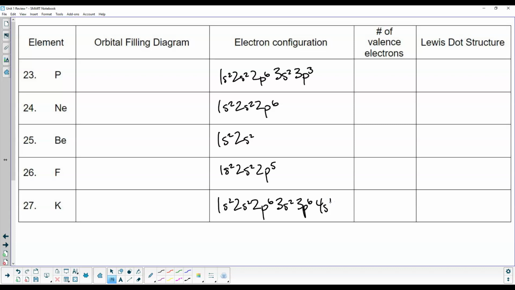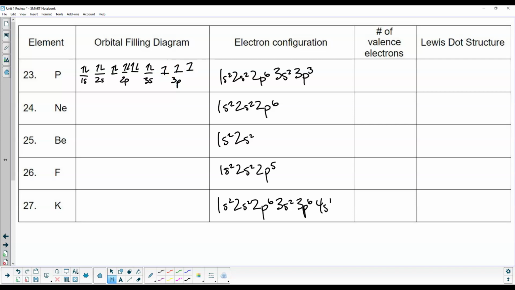Okay, let's do orbital filling. So for phosphorus, remember, whenever there's an s, there's one line. So we're going to call this 1s, and there are 2 of them. Okay, 2s, and there's 2. Anytime there's a p, you draw 3 lines. We're going to label the middle one 2p, and they fill like this. Up, up, up, and then they pair up, down, down, down. Okay, then we have 3s2, and then 3 lines for 3p, and we're going to go 1, 2, 3.